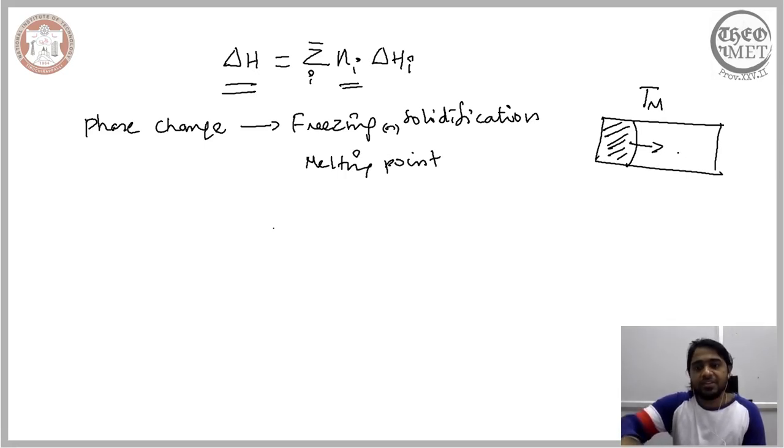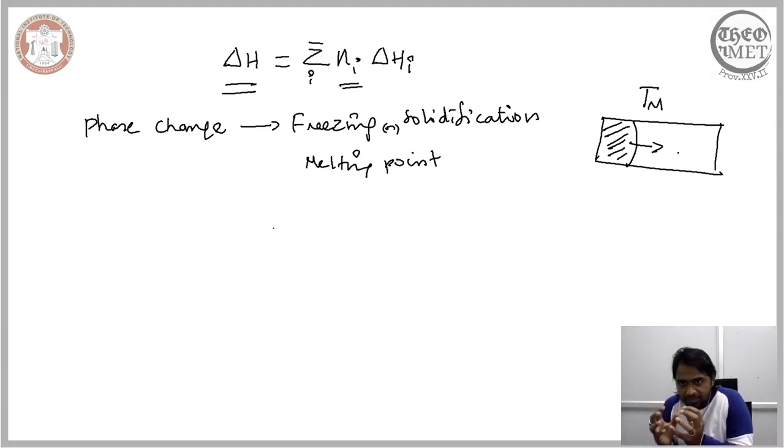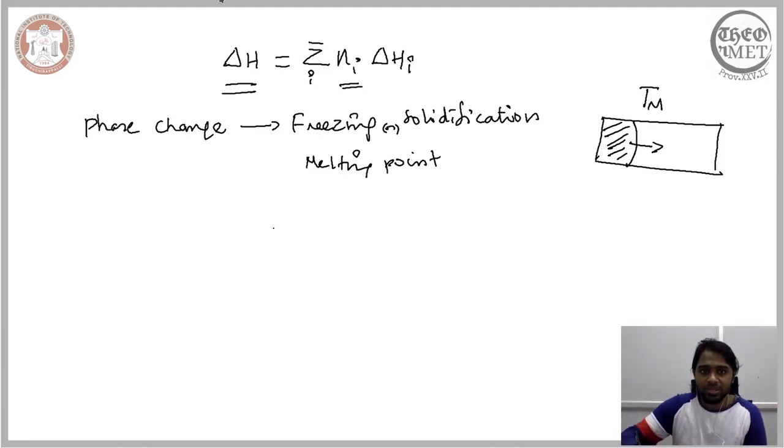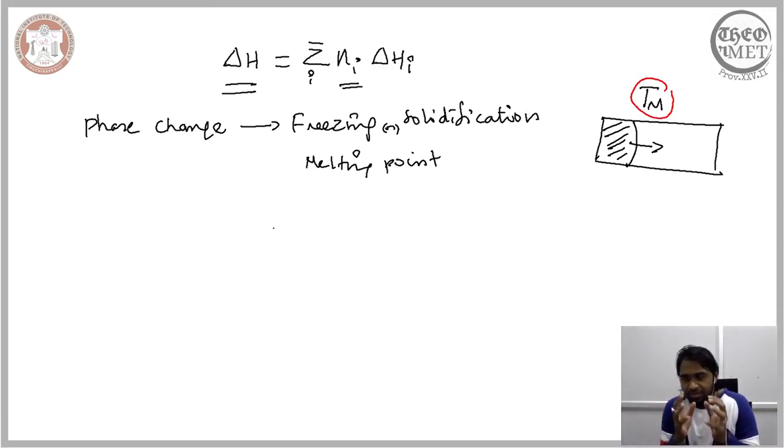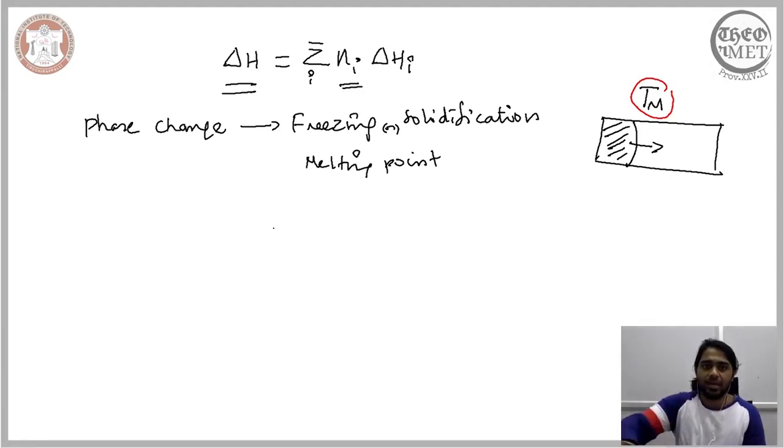So that is the reason we are bringing the system to a temperature that is slightly below the melting point. And once we have brought this system to this temperature Tm, we are holding this system at this temperature till the solidification is complete. So what we are essentially doing is we are considering an isothermal phase change.